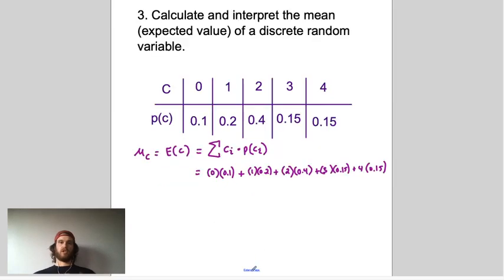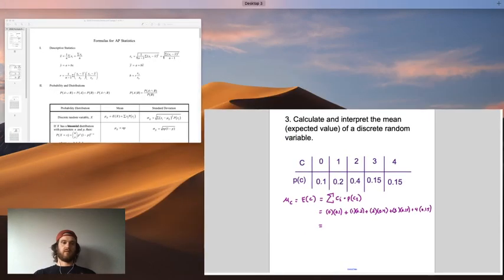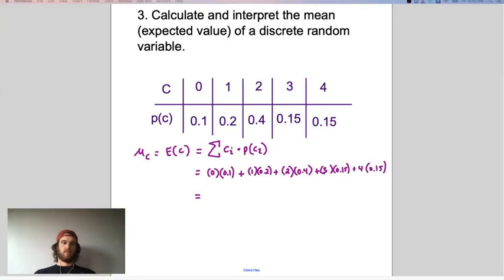Okay, and I'll let you check my math there, make sure we get the same thing. Let me see what I got for an answer. I ran through this the first time.